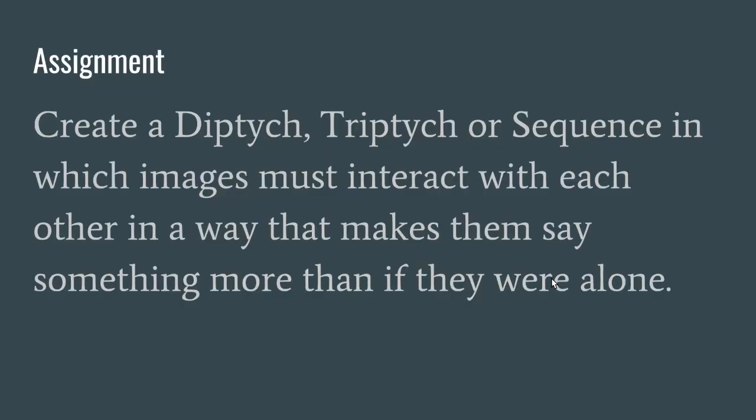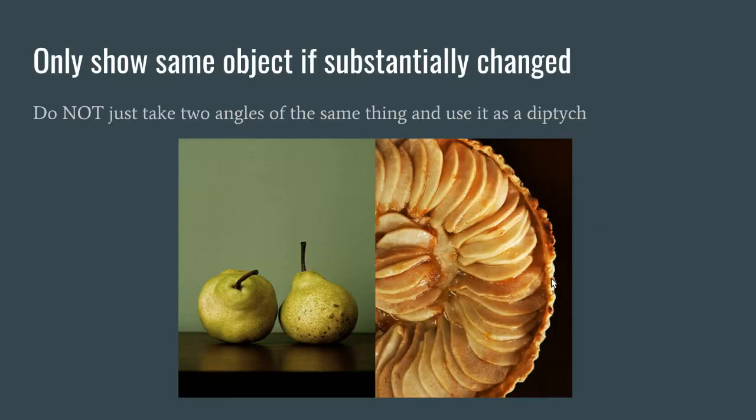So your assignment is to create a diptych, a triptych, or a sequence in which the images must interact with each other in a way that makes them say more together than if they were exhibited alone, or on different walls or far away from each other. The one thing I do not want you to do, though, is don't just photograph the same object from two different viewpoints. That's lazy. You're all smarter than that. You can do more than that.